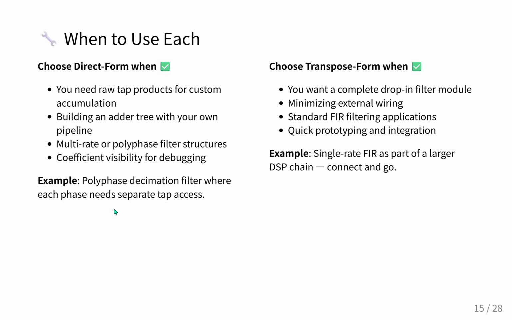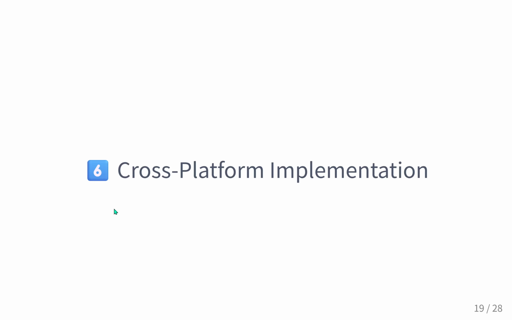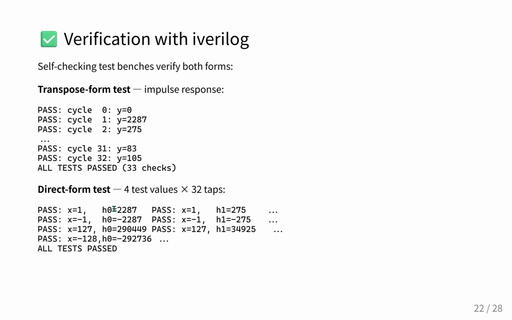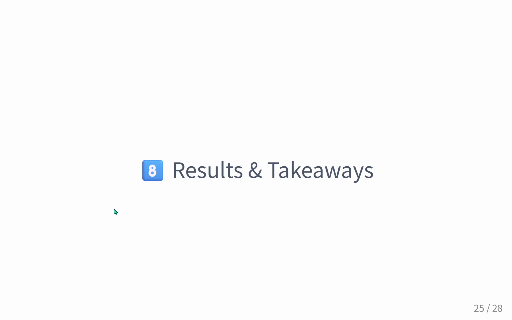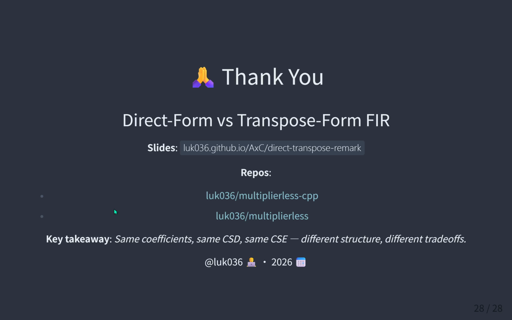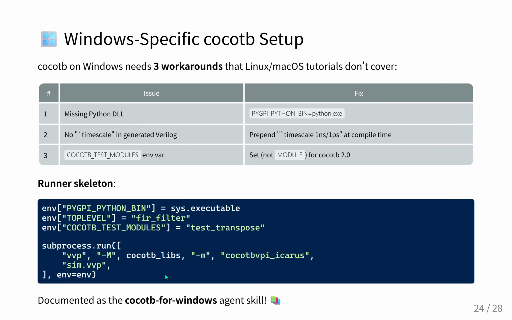Yes, the quote. I actually want to read this quote directly from the developer slides because it ties this entire architectural debate together so well. Go for it. It says, same coefficients, same CSD, same CSE, different structure, different trade-offs. That is a profound engineering truth right there. It really is. Because whether you choose the custom control of the direct form or the plug-and-play ease of the transpose form, you are still inheriting all the 25% hardware savings of that multiplierless math. Right, the foundations are the same. Exactly. The foundational building blocks, the CSD shifts, and the CSE shared patterns are identical. The only variable is how you choose to organize those blocks to solve your specific problem.